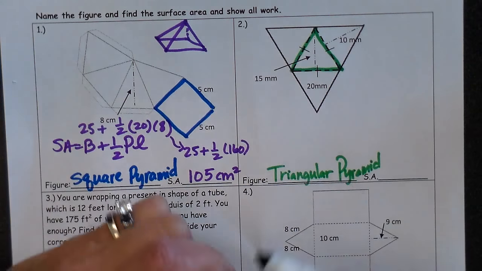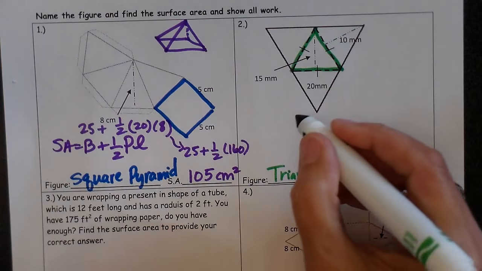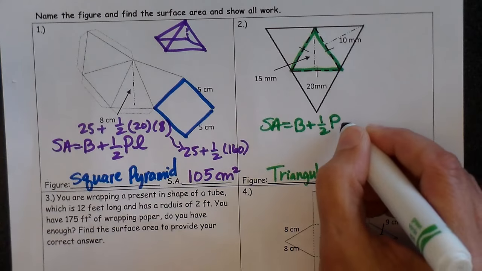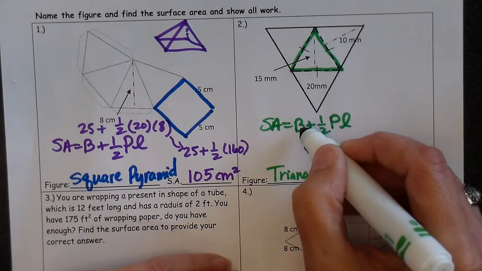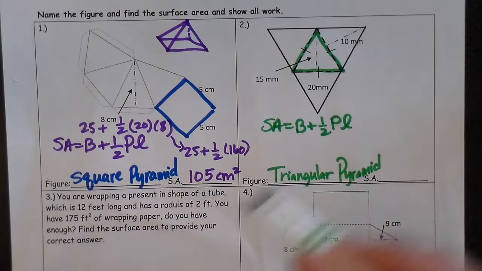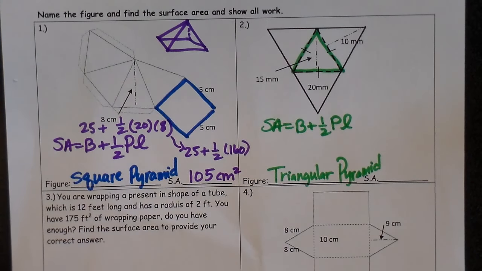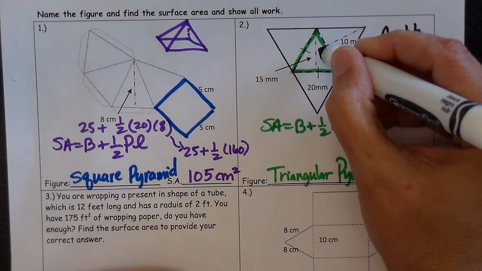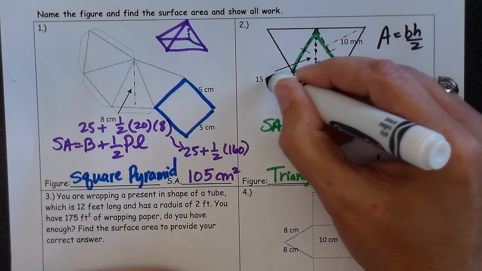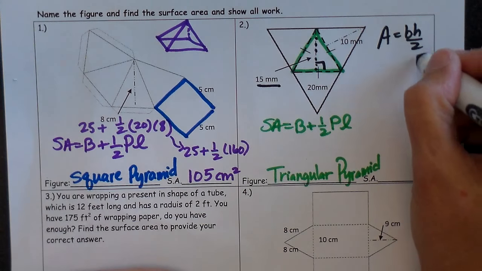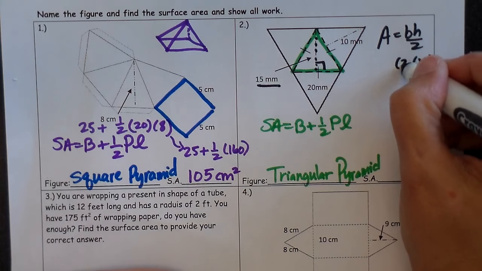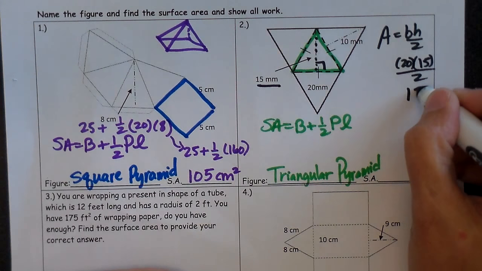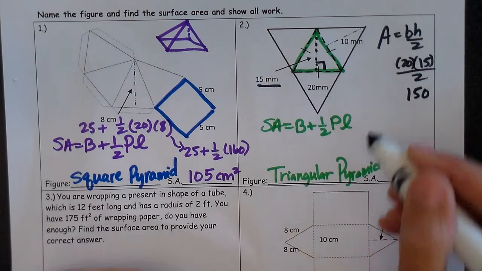Okay, so since it's a pyramid, the surface area is going to be the area of the base plus 1/2 the perimeter of the base times the slant height. Now the area of the base, this is a triangle. What's the formula for the area of a triangle? Well, the area of a triangle is base times height divided by 2. My height is 15, my base is 20, and then divided by 2. So 20 times 15, 300, divided by 2 is 150. So 150 is the area of my base.